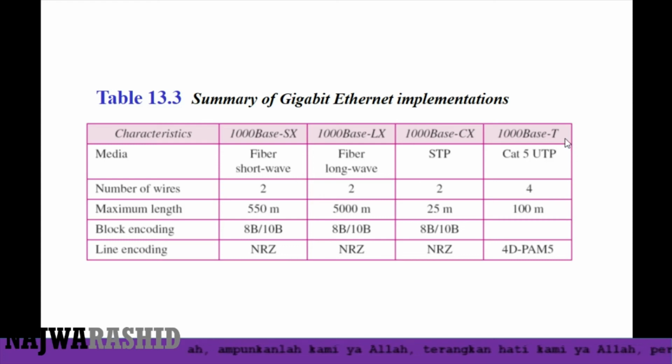For the 1000Base-T, this one uses the Cat5 UTP cable. The number of wires is 4, and the distance is equal to 100 meters. There is no block encoding. It only uses the line coding, 4D-PAM5. So that's all for the Gigabit Ethernet implementation, the third generation of the Ethernet.